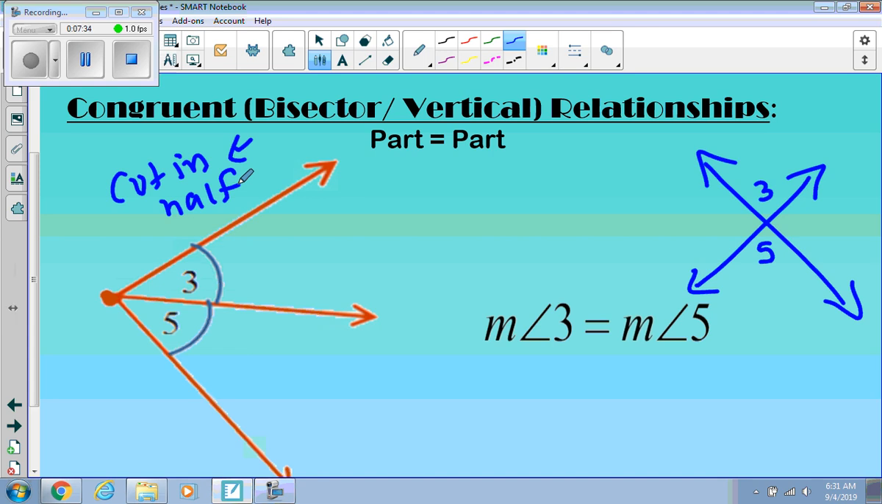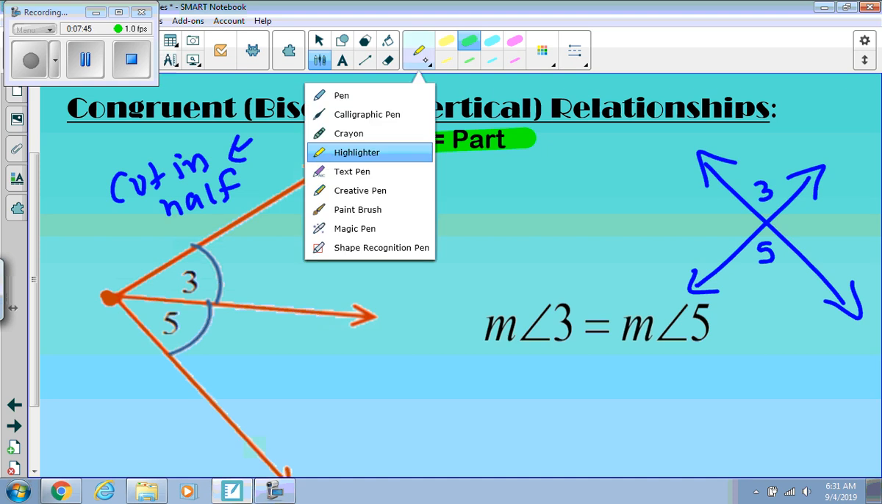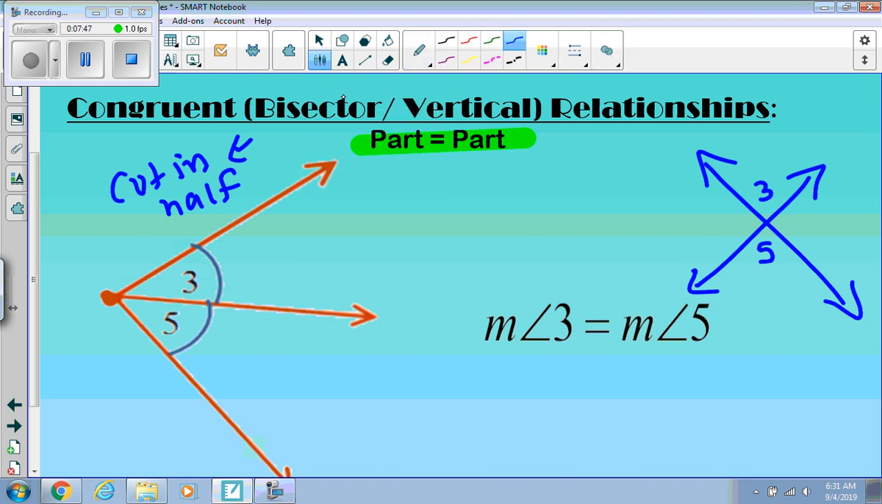So this one is going to be the only one that's different. We're not adding things together. It's actually just going to be part equals our part. Okay, so if we look at our two examples here, the first one here in red is an angle bisector. We've cut the original angle, this big angle, right down the middle, and we've said that angle 3 is congruent to angle 5. If you look, these arc marks that are here are signifying congruence for us.